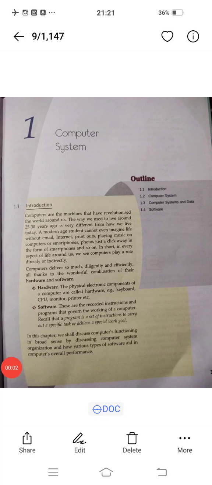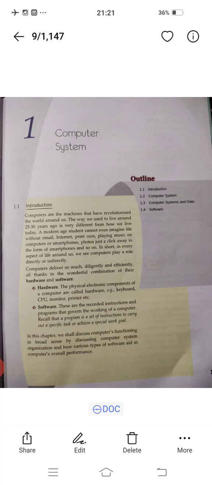Hello everyone. Today we will start with the new chapter that is computer system. We all are familiar with what a computer is and what its functions are. Since this chapter is included in your post midterm, let us discuss a little bit about it. From this chapter, let's first discuss what hardware and software and input and output devices are.